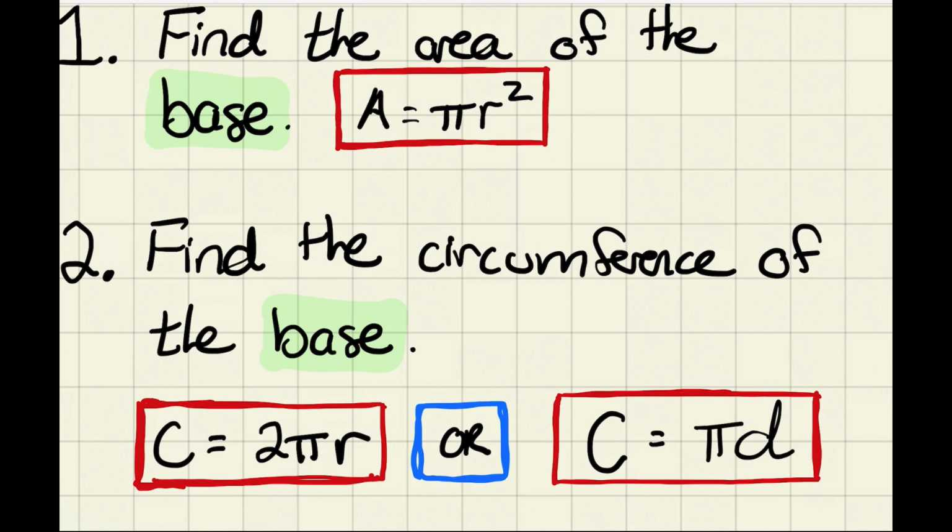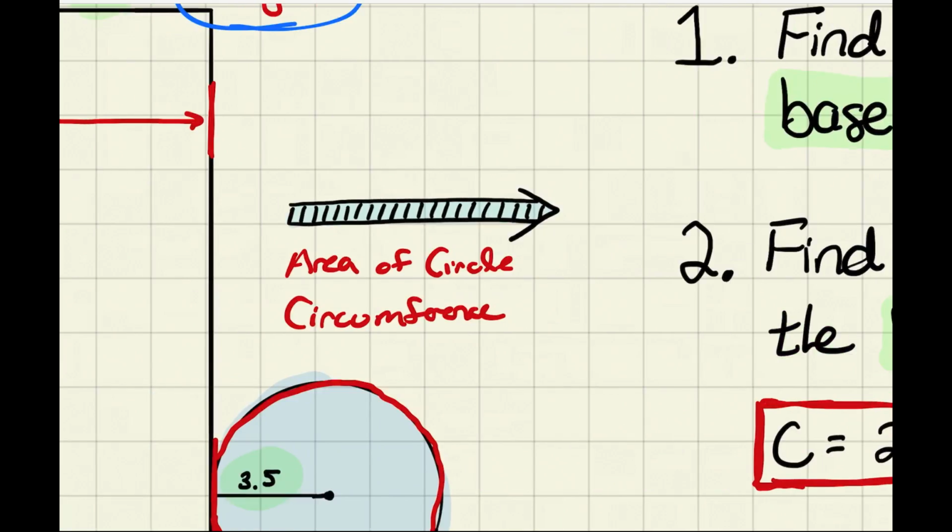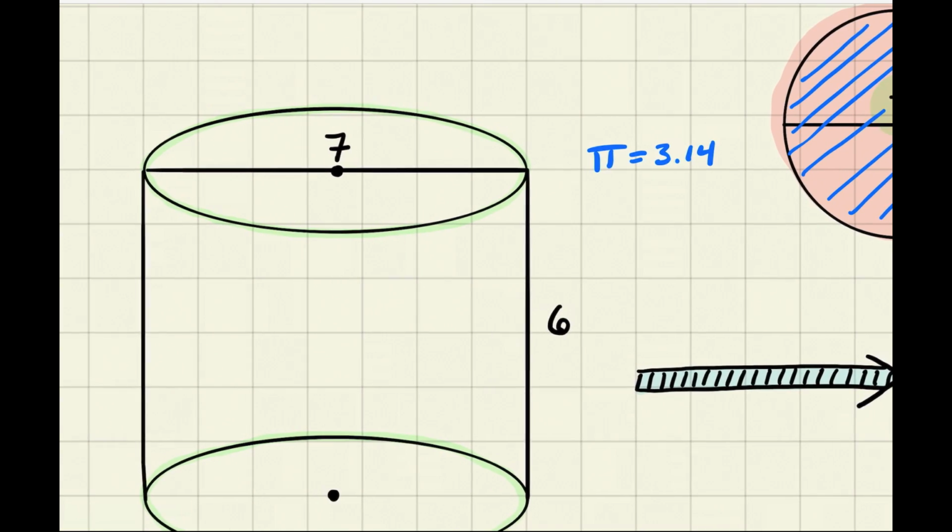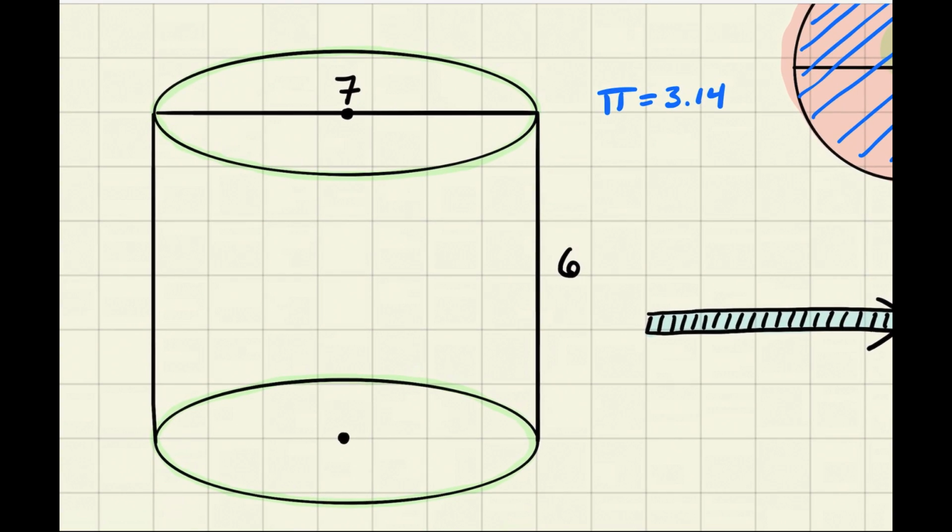It's going to be part of our calculations. Okay, so for this particular circle, let's find the area and the circumference. So the area is going to be pi r squared, and we want to do it for the base.